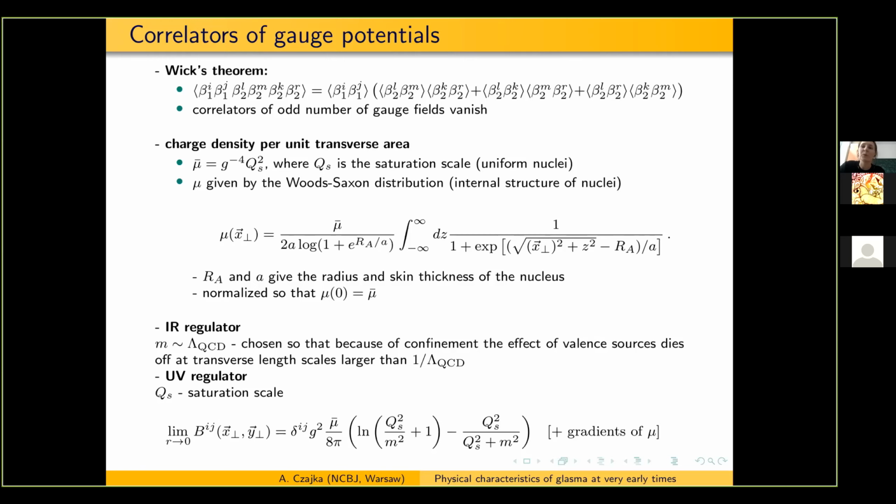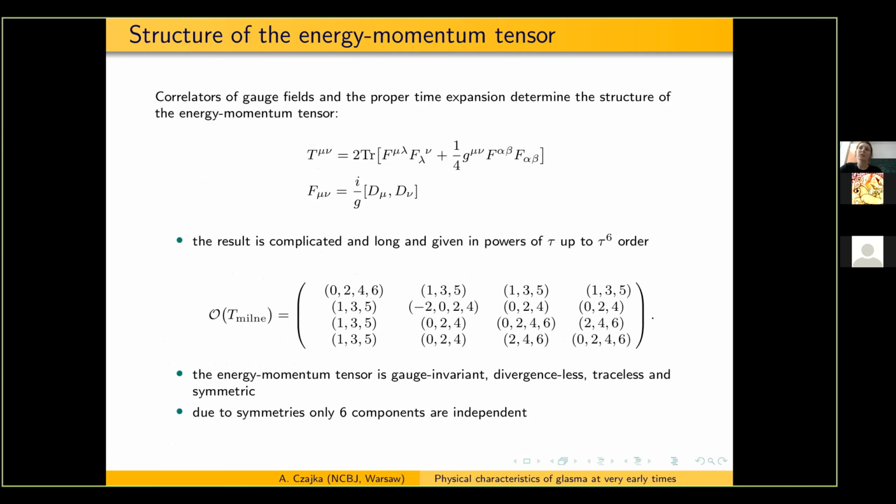It is actually a one-point correlator, when the distance between the two points goes to 0, as shown here. To summarize, the stress energy tensor is given here, but the expression we got is quite complicated and long. There's no point in presenting it, but it is gauge invariant, divergenceless, traceless, and symmetric, and we checked all these properties of it. It has just this structure, and we obtained it up to tau to the 6th order.